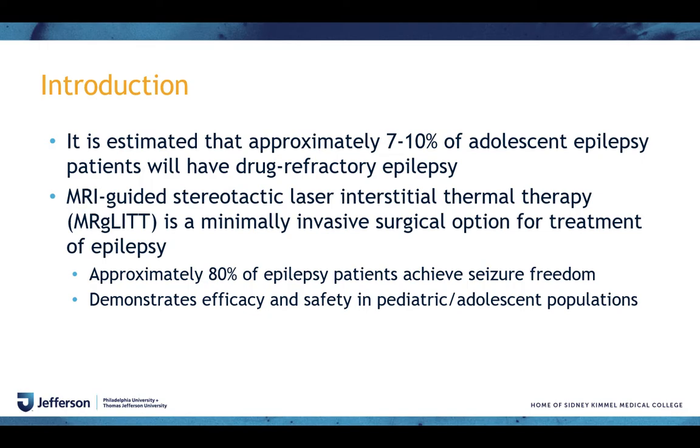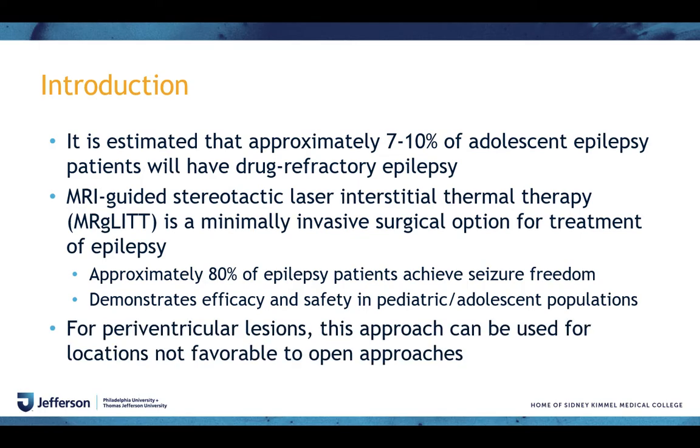In the general population, approximately 80% of epilepsy patients achieve seizure freedom following MRG-LITT, and this treatment modality demonstrates efficacy and safety in the pediatric and adolescent populations. For lesions that are not amenable to open approaches, such as periventricular lesions, this approach can be used.